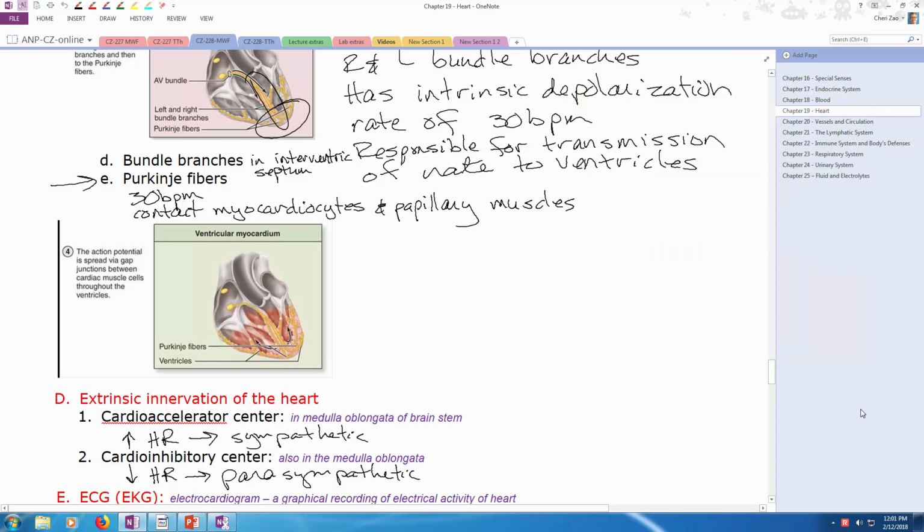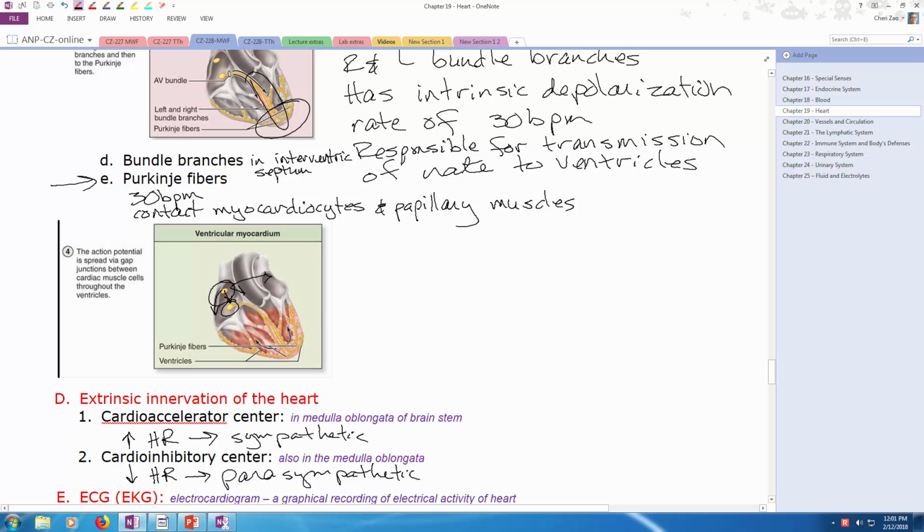We should get pretty close to finishing up this chapter today. Let's just review the nodal system quickly. This here is the SA node. That's the one that has the intrinsic rate of 100 beats a minute. And then it sends its depolarization wave all throughout the atria, also down to the AV node.